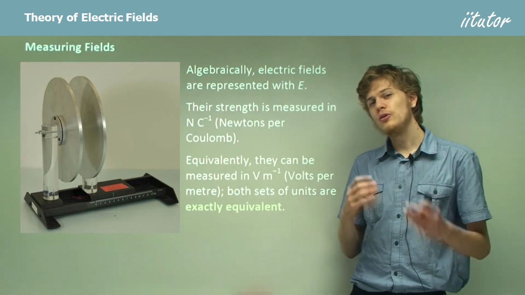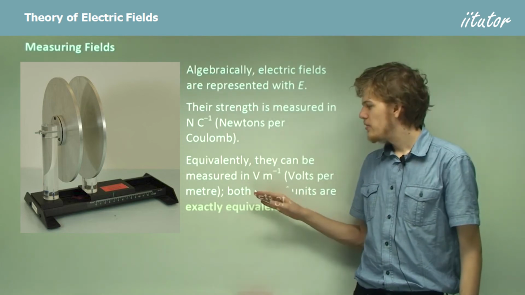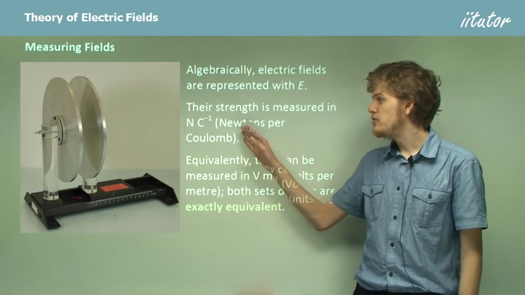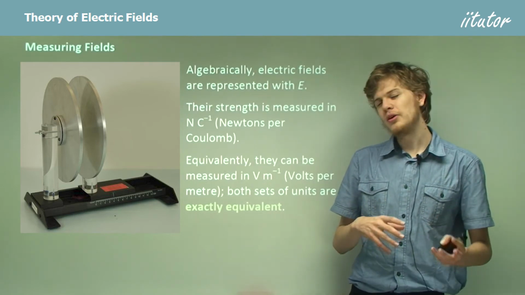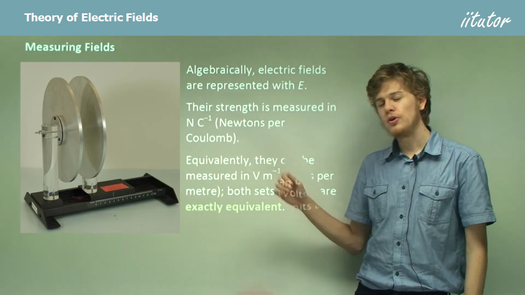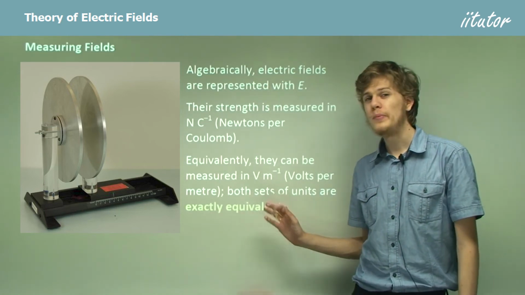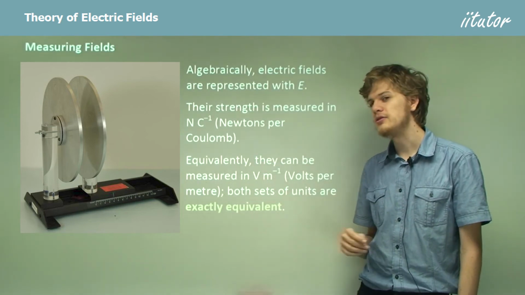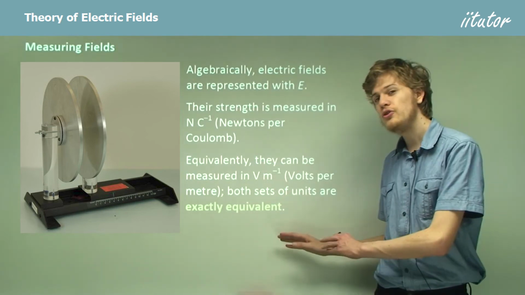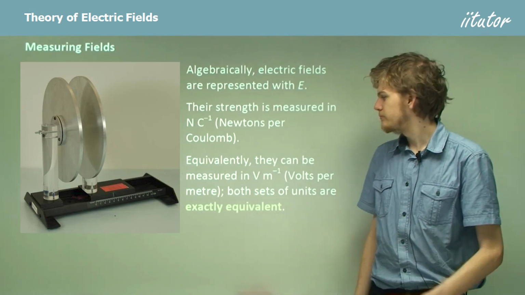It turns out that if you go into the definition of a volt and the definition of a coulomb, then these units, volts per meter and newtons per coulomb, will be exactly equivalent. No matter which way you look at it, 1 newton per coulomb is exactly the same thing as 1 volt per meter, simply because of how newtons, coulombs, volts, and meters are defined. So the units are exactly equivalent, and we can use them interchangeably.